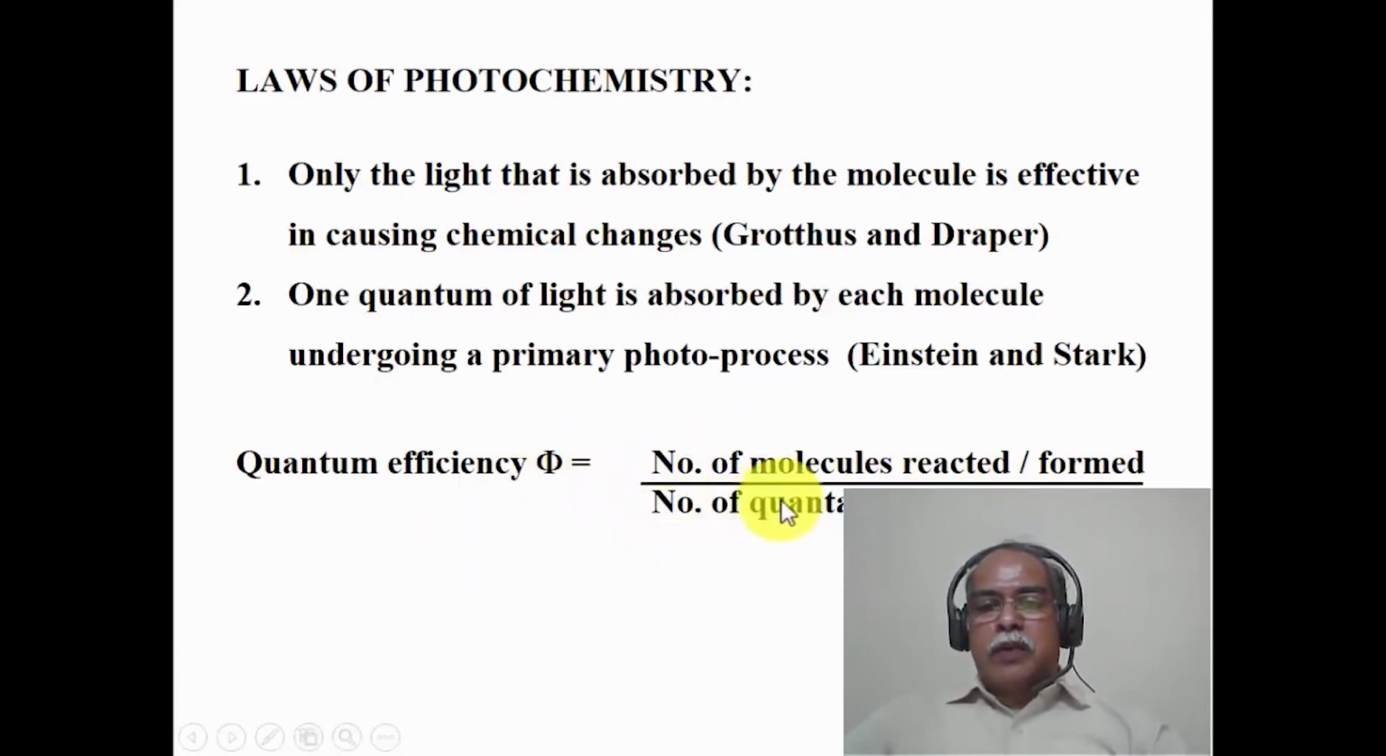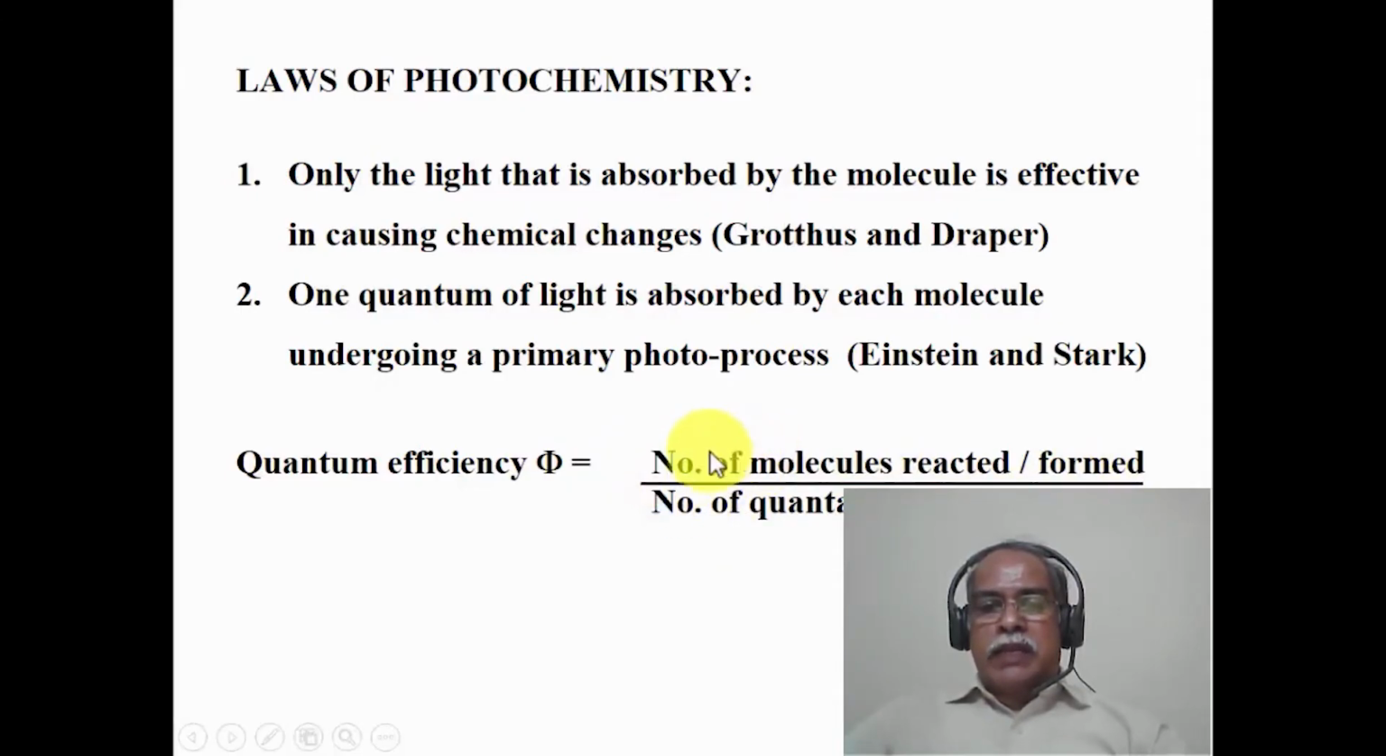Oftentimes, the excited state molecule does not produce the product. The excited molecule gets deactivated by several photophysical processes that can take place. So the quantum efficiency can be much less than 1. The quantum efficiency can also be greater than 1 if the primary quantum absorbed by the molecule produces a reactive intermediate, which causes, for example, some kind of chain reaction.